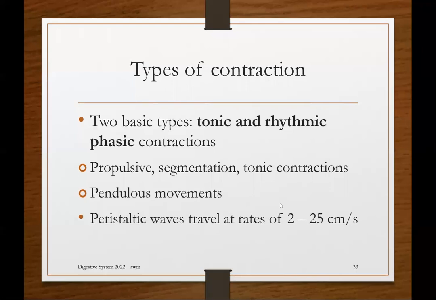Okay, so what kind of contractions do we have? Propulsive, that's what we described when we were discussing peristalsis. That is basically the propulsive. It moves the luminal content from one area to the next. Then you have a second type, which is known as segmentation. Segmentation takes place in the small intestine.